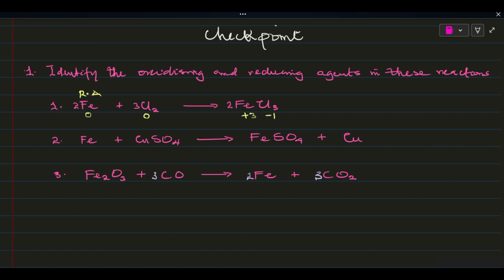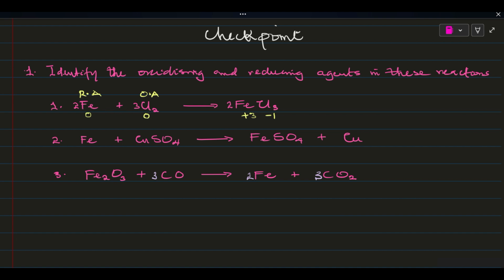Of course, if iron is the reducing agent, automatically chlorine is going to be our oxidizing agent. You can also look at the oxidation state of chlorine. It reduces from 0 to -1, so that is a reduction process. This tells you that chlorine is an oxidizing agent.